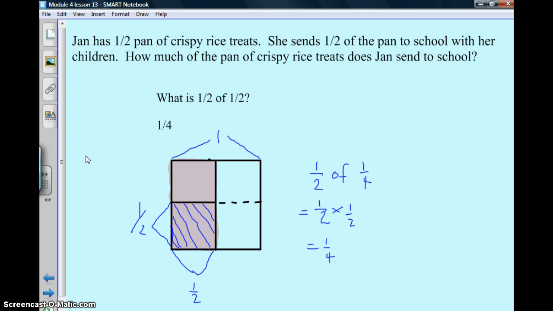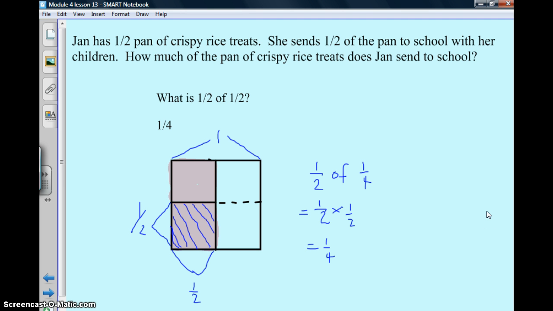Jan has half a pan of crispy rice treats. She sends half of the pan to school with her children. How much of the pan of crispy rice treats does Jan send to school? So basically, we're trying to find out what is half of half, because she has a half and she sends a half. The answer is 1/4, which I'm sure a lot of you can just do in your head.